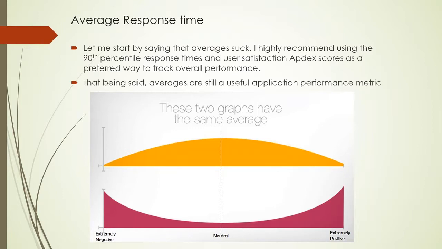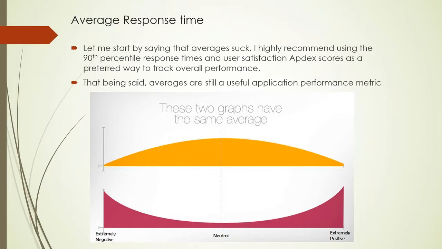At the start of the duration the response times are high, they come down in the middle, and then again they increase. So these are two different variations. That's why average response times are not good to judge the performance of an application. So you should always use 90th percentile response times, or you should use a satisfaction index like Apdex scores.